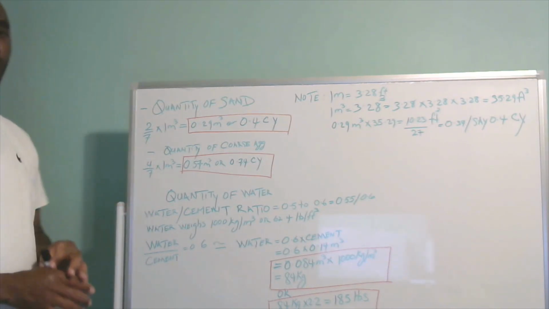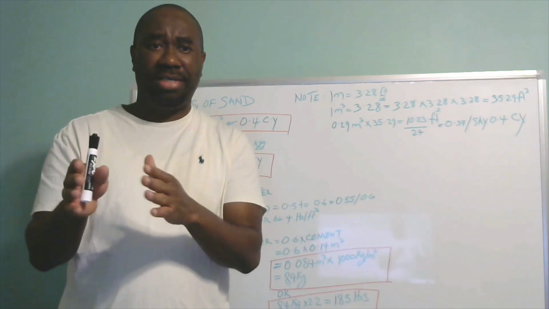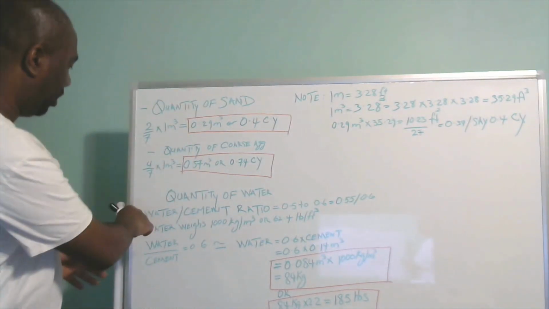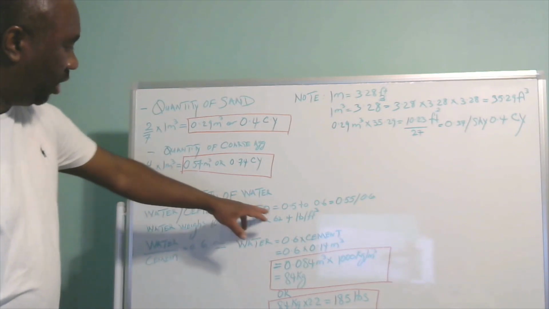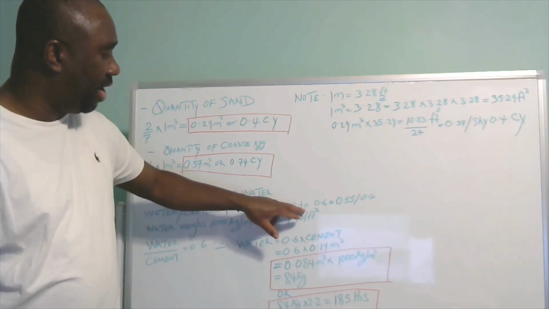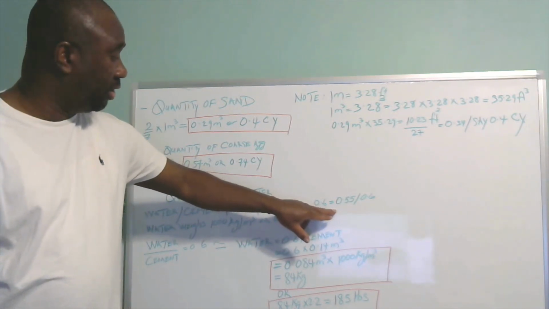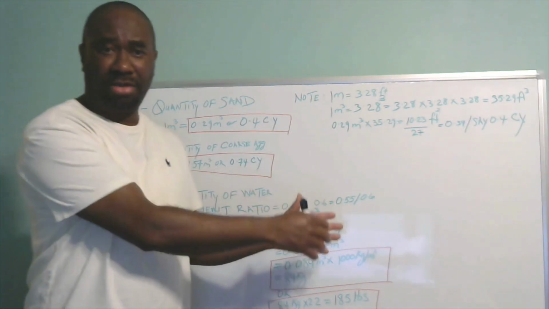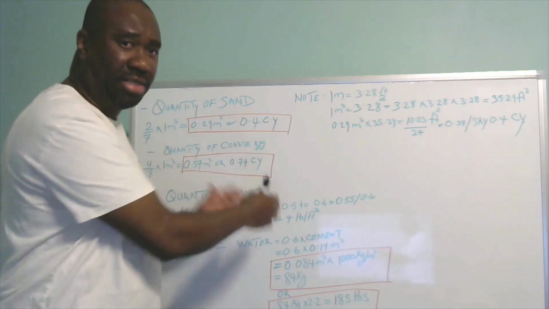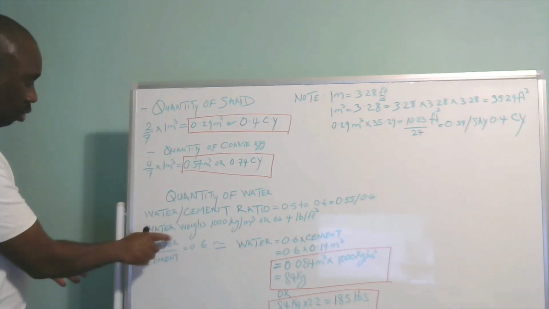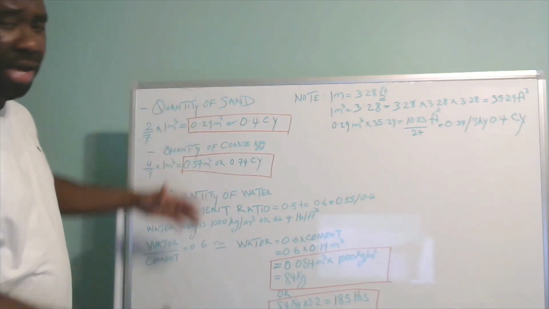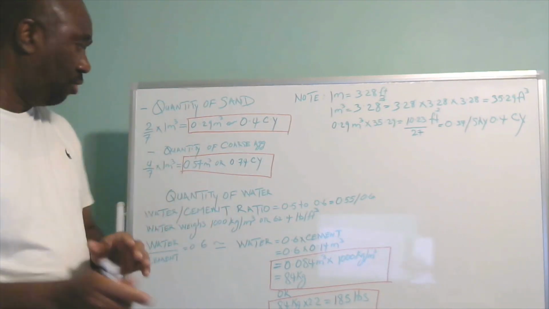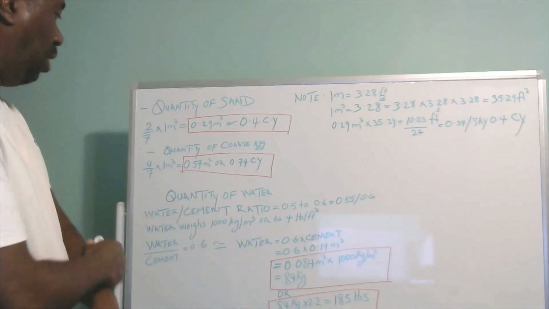Now, we want to know how much water we're going to use to mix the sand, cement, and the coarse aggregate. So we know that the water-cement ratio is within a range of 0.5 to 0.6. So we are going to take an average of 0.5 and 0.6, which works out to be 0.55, and we round that up to 0.6. So the water-cement ratio for this mix is 0.6. Remember now, we have calculated the volume of concrete earlier, which works out to be 0.14 meter cube.